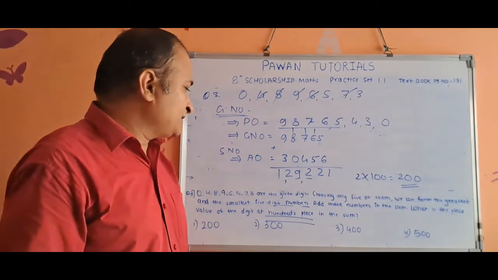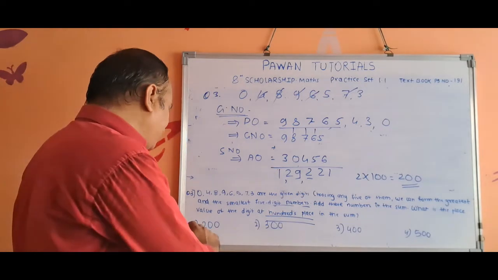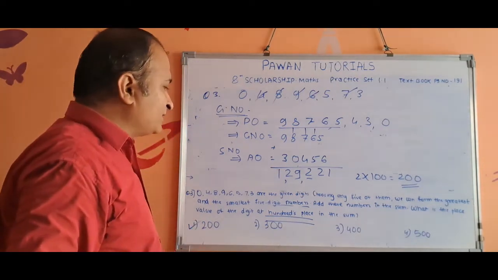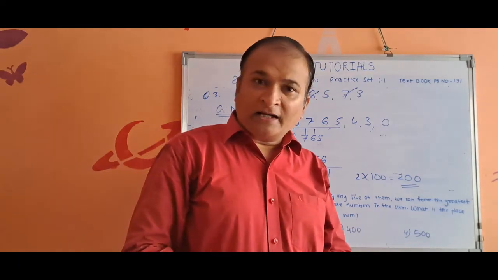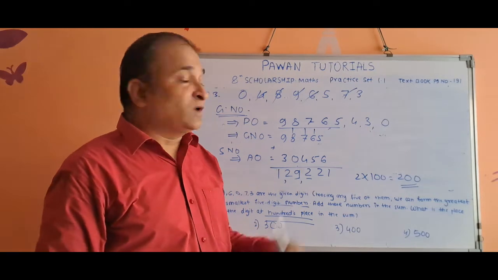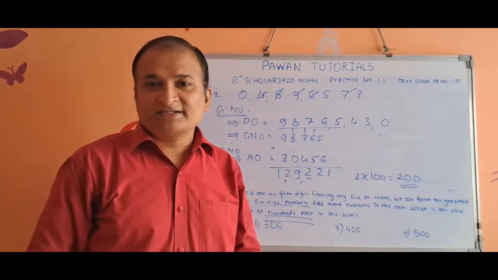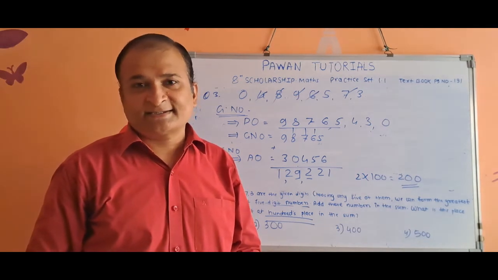Understood, students? So 200 is there in which option? It is there in the first option. So we will mark the first option in this question. I hope you must have understood how to solve the practical questions on knowledge of numbers. In my next lecture, we shall see a few more questions from this exercise.